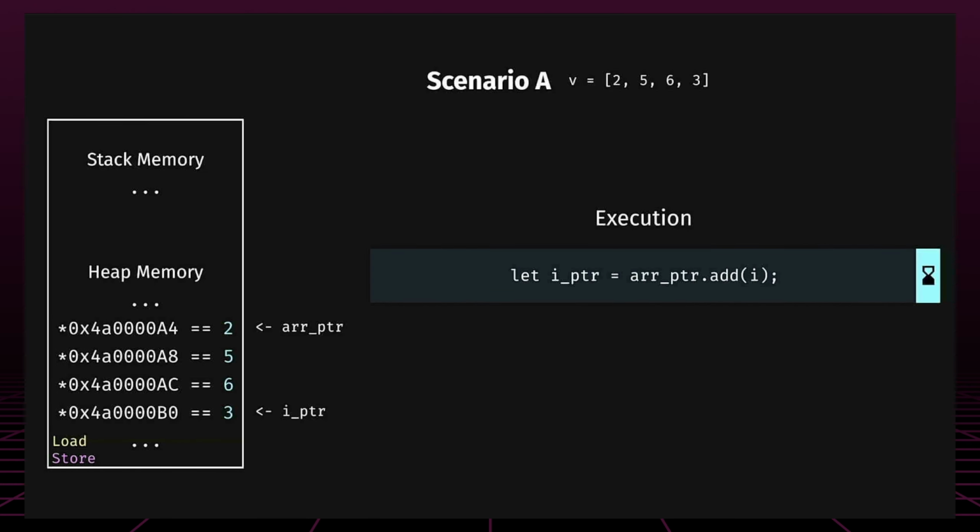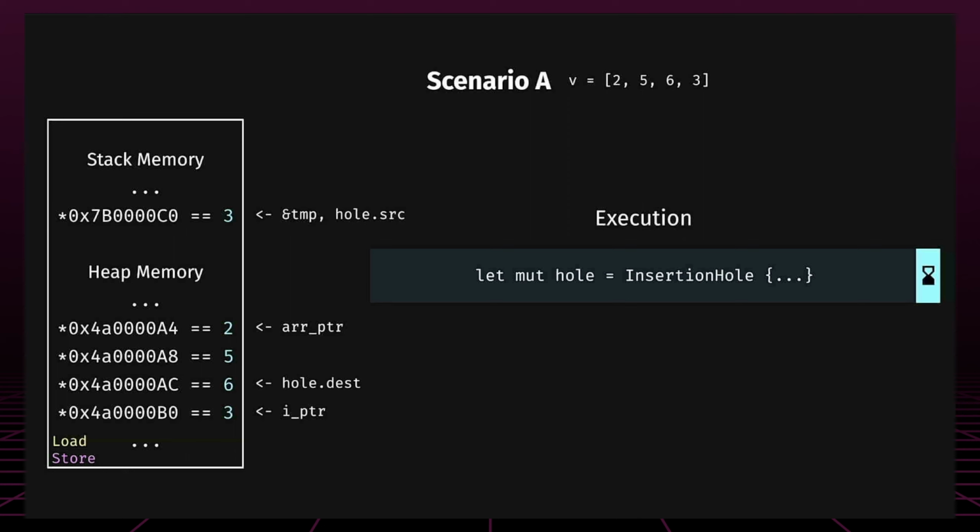So let's take a look at what this looks like. We have a slice with elements 2, 5, 6, and 3. And then we'll run through. In the middle, you see the execution, just the line that's happening. On the left, you can see kind of like a simulation of memory. And then we're creating the pointers to it. And I'll just let it run through.